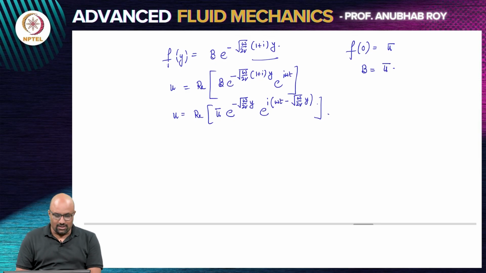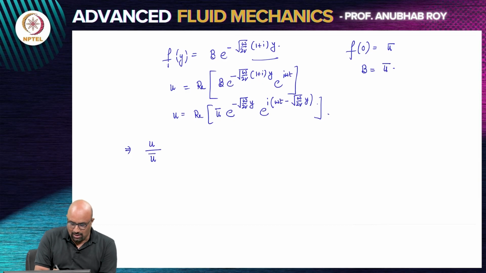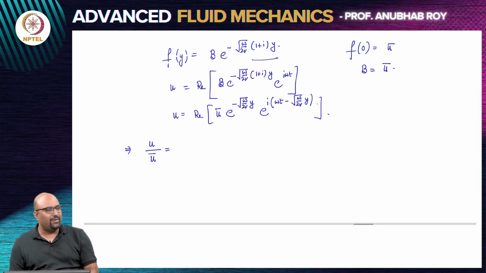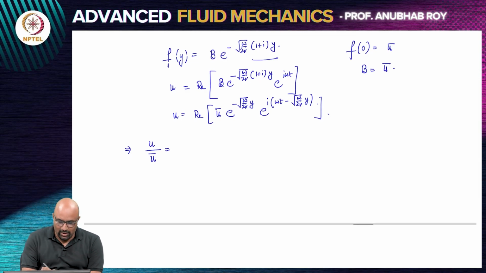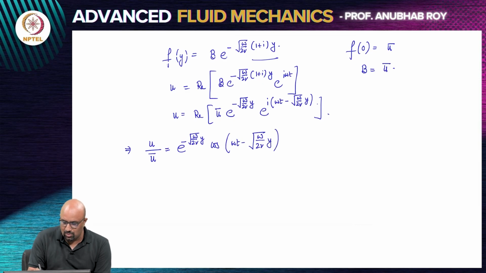So, what is your final solution? So, the steady state response. Now, steady state response just means that you have waited long enough here to get this kind of a harmonic response. It is an oscillatory response that you have, is going to be u bar, sorry, it is already scaled by u bar. It is going to be exponential of minus square root of omega by 2 nu y cos of omega t minus square root of omega by 2 nu y.